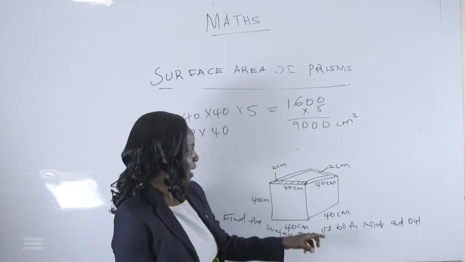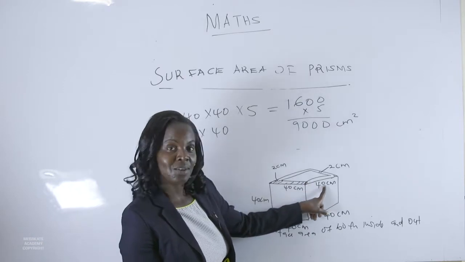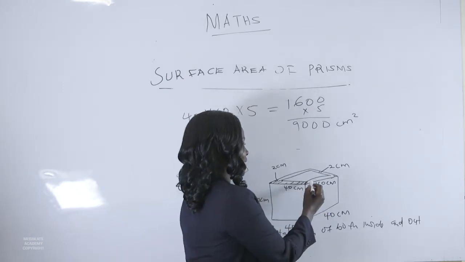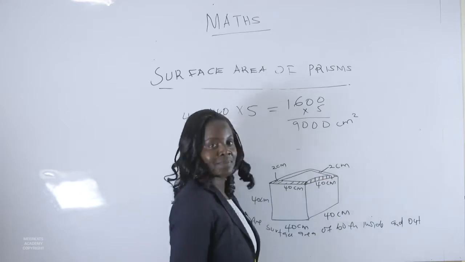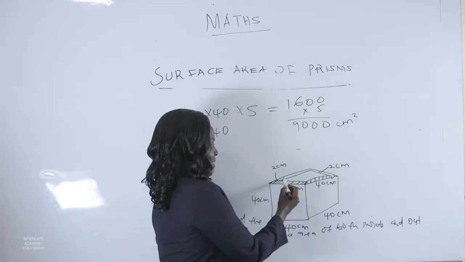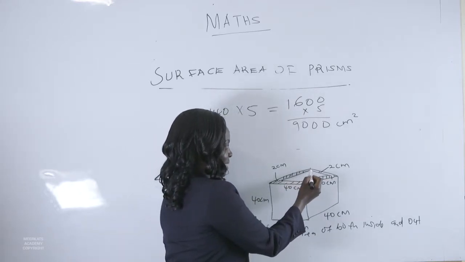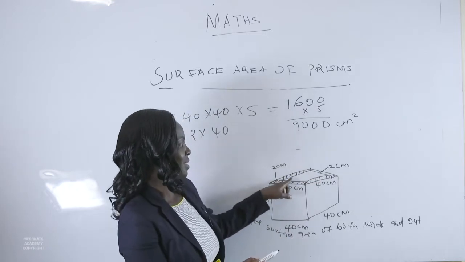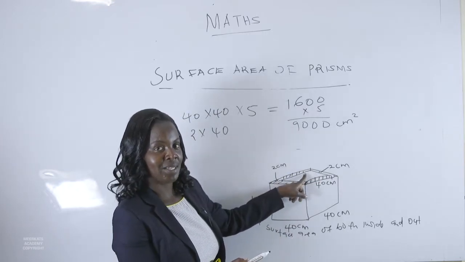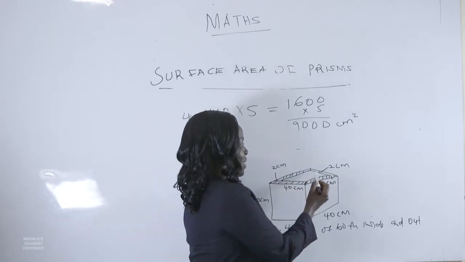Remember, this is a cube. Then this is also 2 times 40. We'll have been able to calculate the area of that. For us to calculate the area of this side, you'll also realize that this is 2 centimeters and this is 40. So again, it is 2 times 40. Same case with this side.